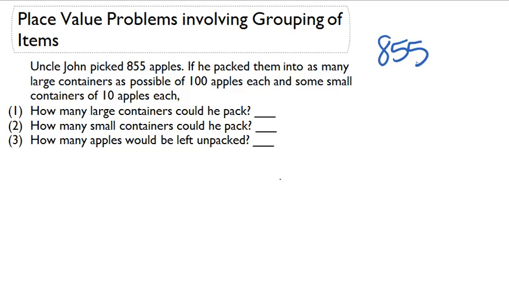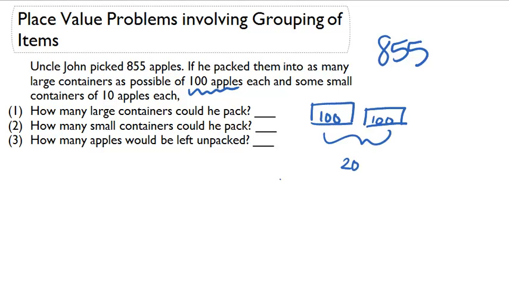Okay, so let's look at our large containers first. We know that the large containers can fit up to 100 apples. So, our first container contains 100. Our second container contains another 100. This gives us 200. Our third container contains another 100. That gives us 300. Our fourth container contains another 100. That gives us 400.